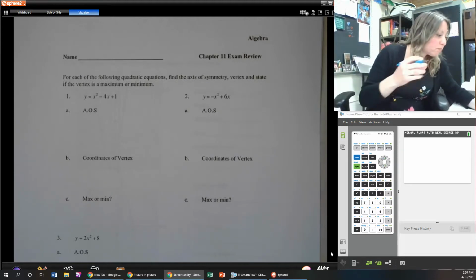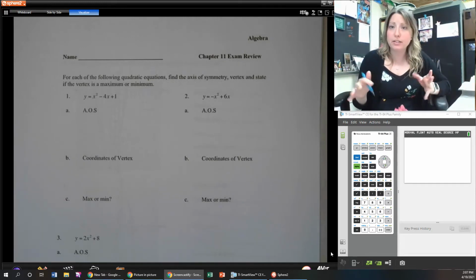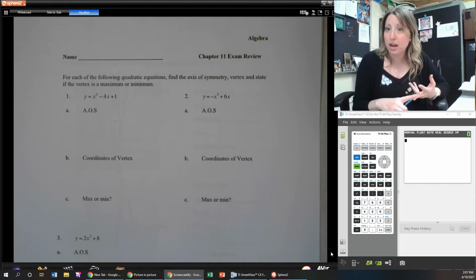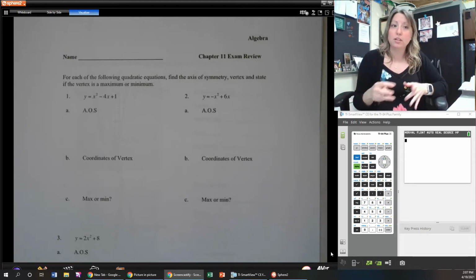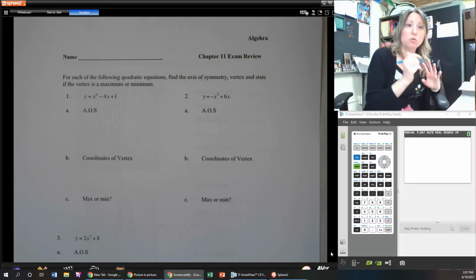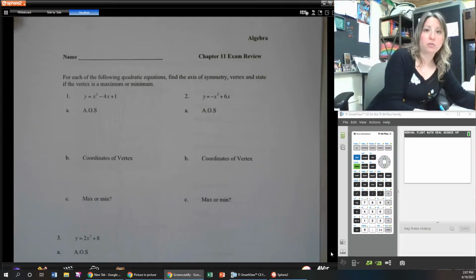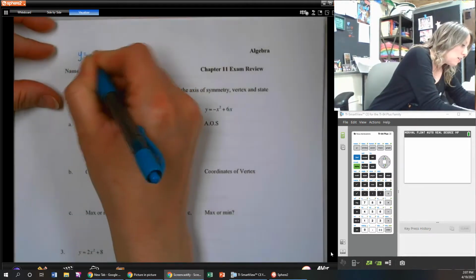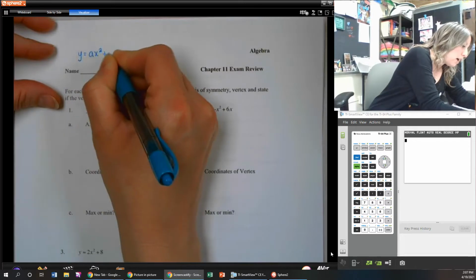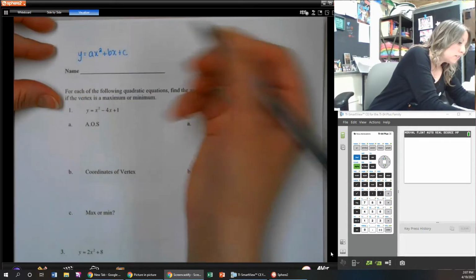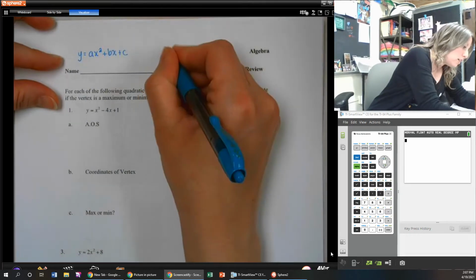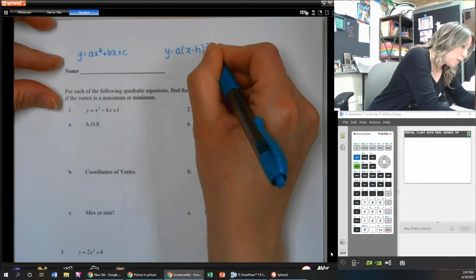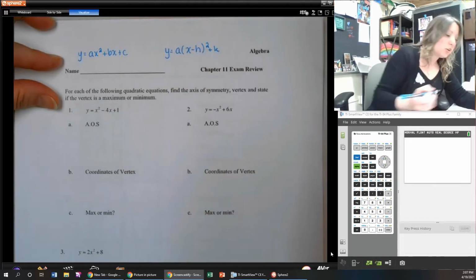Here we go. Let's start out by finding the axis of symmetry, the vertex, and whether it's a max or a min algebraically from standard form. Remember, we've got two different forms that our quadratic functions can take on. y equals ax squared plus bx plus c is standard form, and y equals a times (x minus h) squared plus k is vertex form.